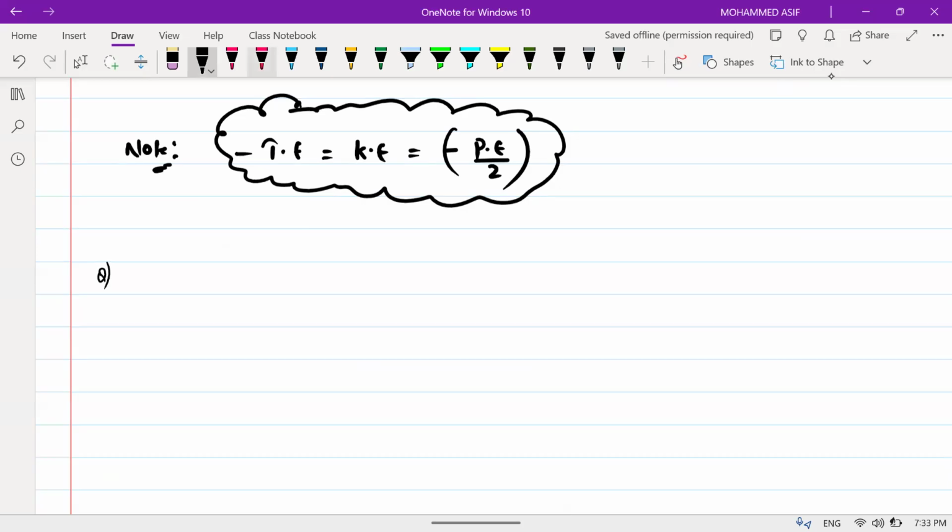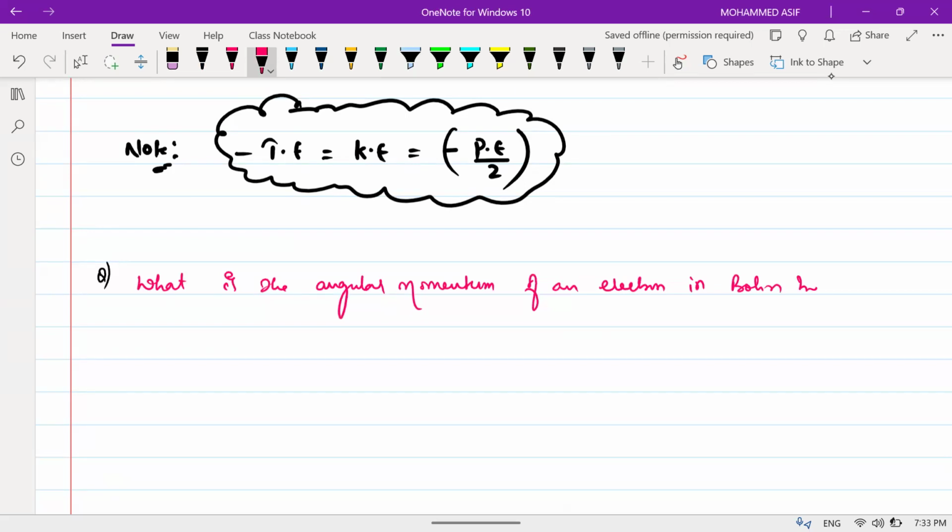See this question, beta once. What is the angular momentum of an electron in Bohr's hydrogen atom whose energy is minus 3.4 electron volts? Come on, try to do it. Anyone?